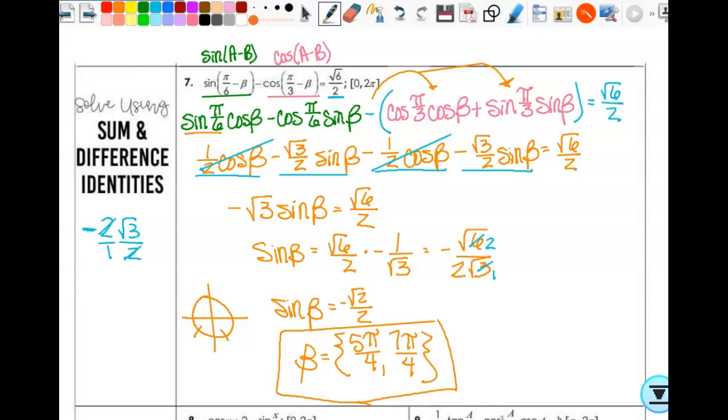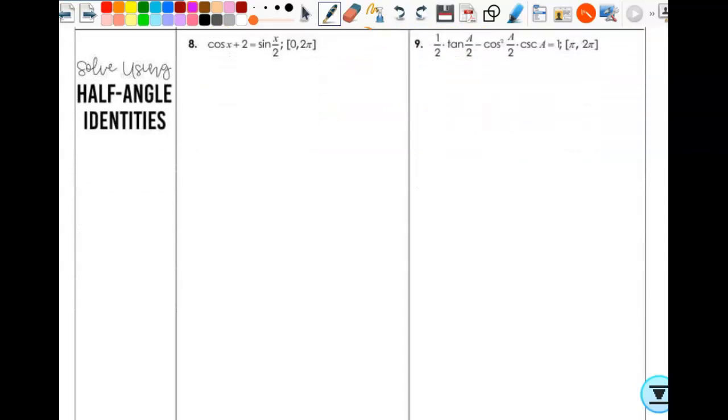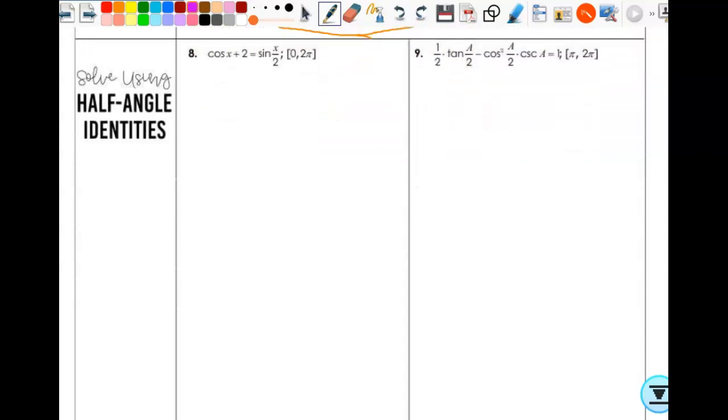Alrighty. Then let's look at number 8. All right, so we have half-angle identities. Look on your chart, the half-angle identities are about 3/4 of the way down on the sheet. You have 1 for sine, 1 for cosine, 3 for tangent. That means with tangent, we have to make a decision.